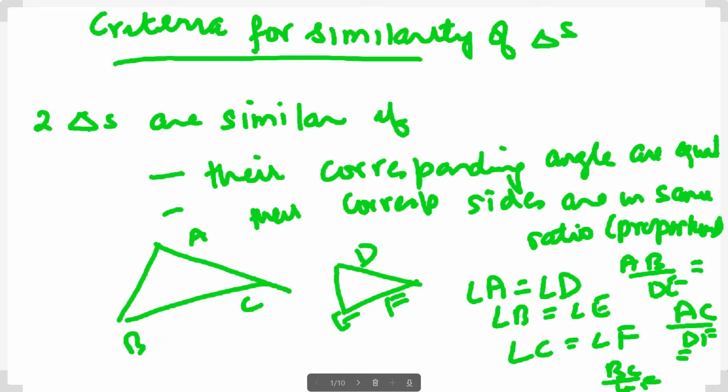So let's look at the criteria for similarity of triangles. So far, what we saw in the previous section, as well as when it came to polygons and triangles, was that two triangles are similar if their corresponding angles are equal and their corresponding sides are in the same ratio. That is, they are proportional. So if you look at the two triangles ABC and DEF, they are said to be similar if the corresponding angles are equal and the sides are in equal proportion.